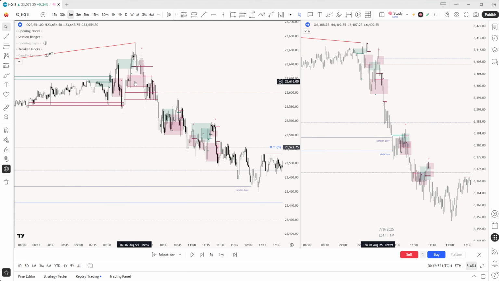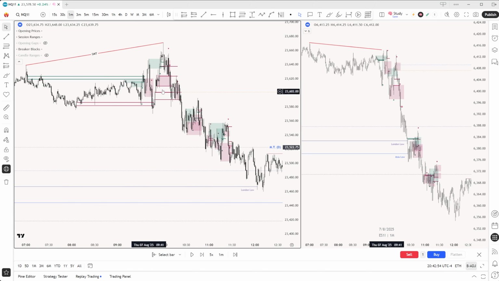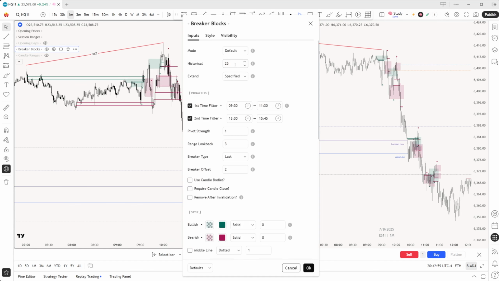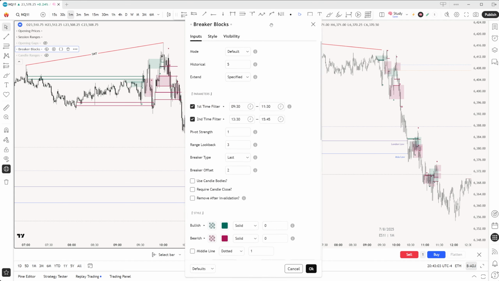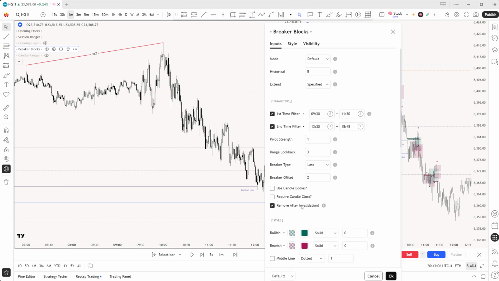For now, as I said in the morning, now you see a lot of drawings on my chart currently. That's why when I'm live, by the way, I don't know if I've said this before, but I look at 3, 4, or 5 most recent breakers, and I remove them once they are invalidated.